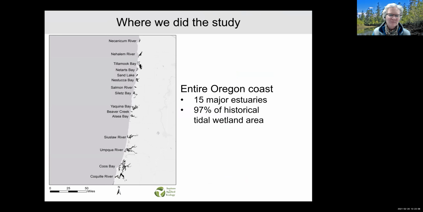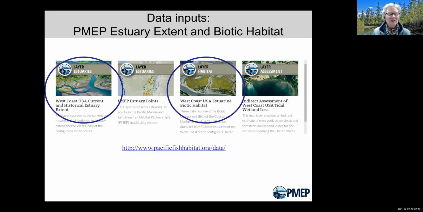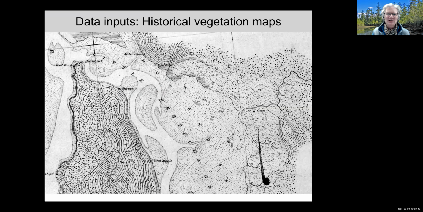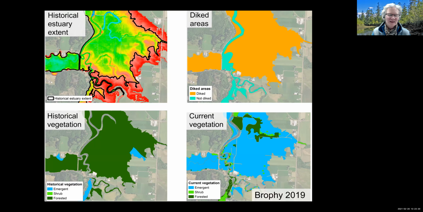Inputs to this analysis included PMEP's estuary extent that you heard about in the last talk, and PMEP's biotic component, and then historical vegetation maps. And we used these different data sources to understand change in the following way.